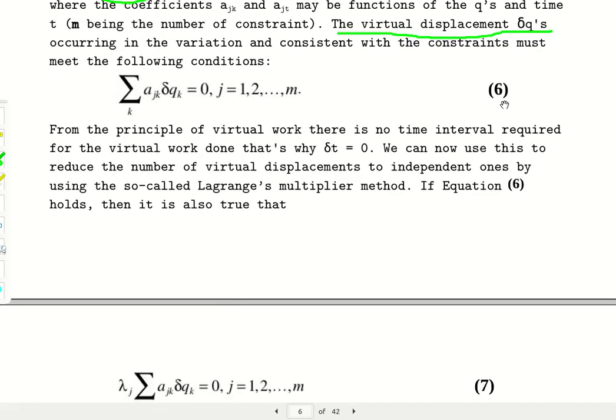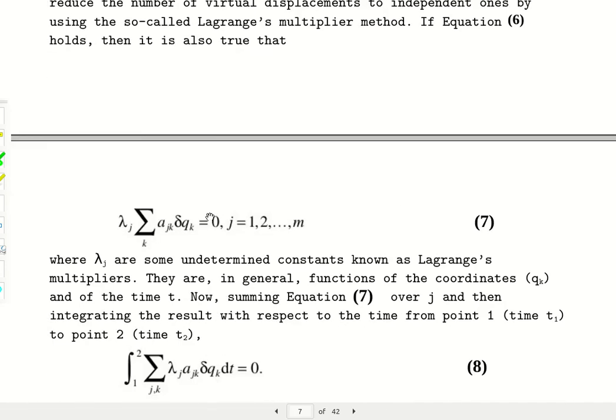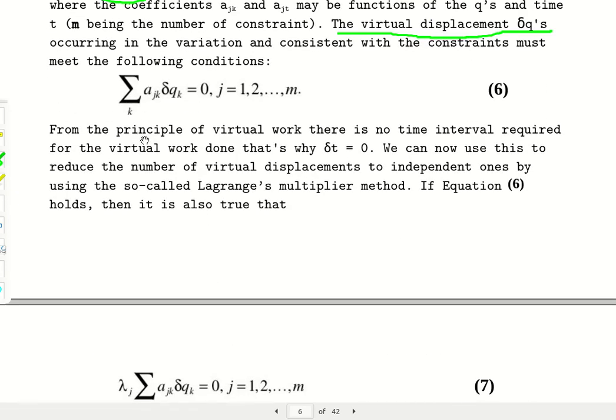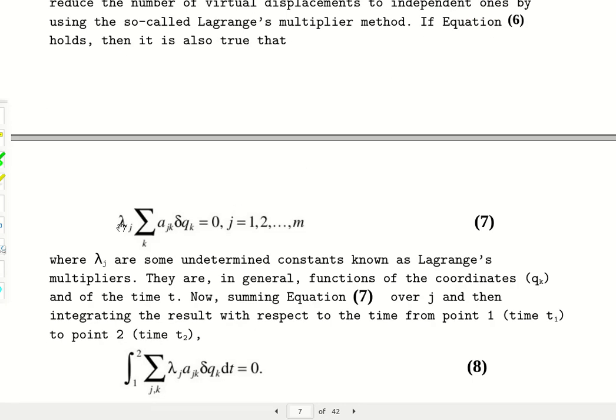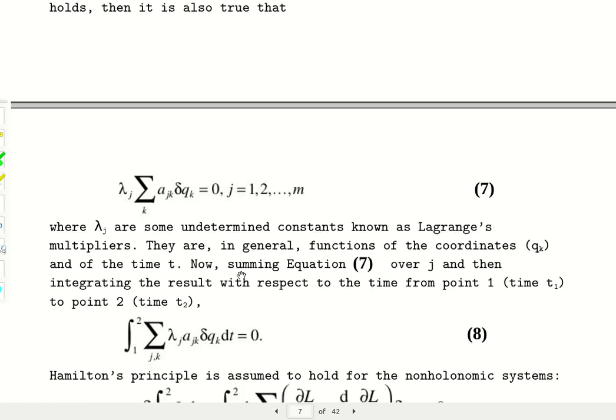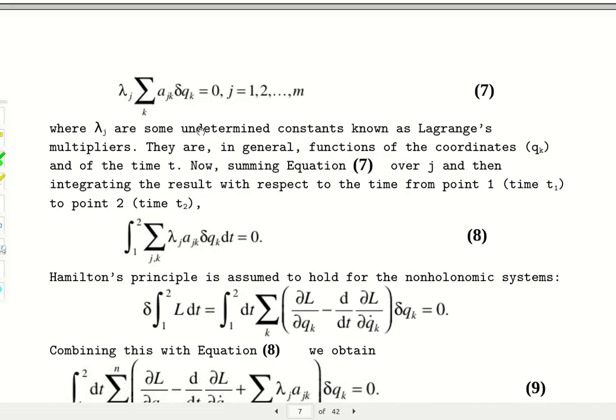And remember equation number 6, it is important. If we multiply by a constant lambda, then there is no harm, because the right hand side is 0. So lambda j is an undetermined constant called Lagrange's multiplier, we will see later. Now equation 7 is of our importance.